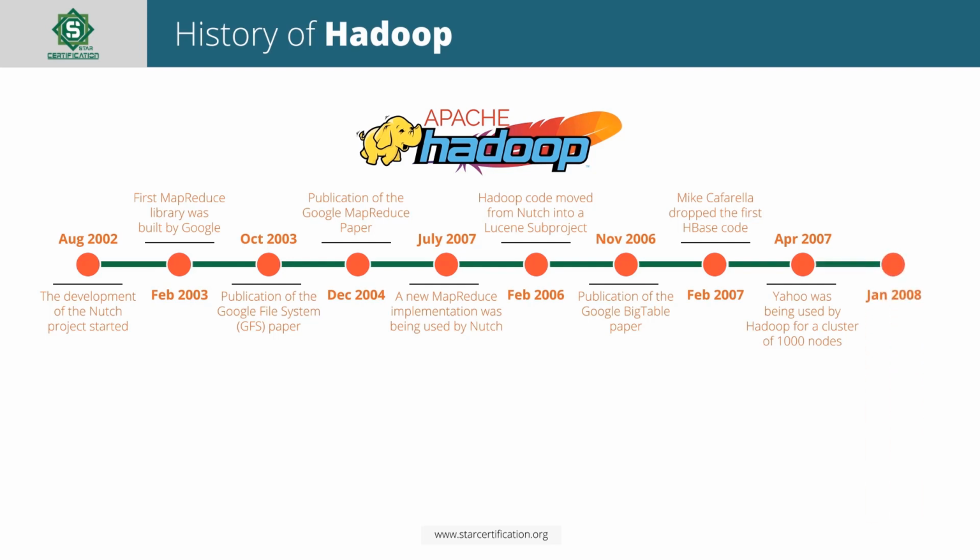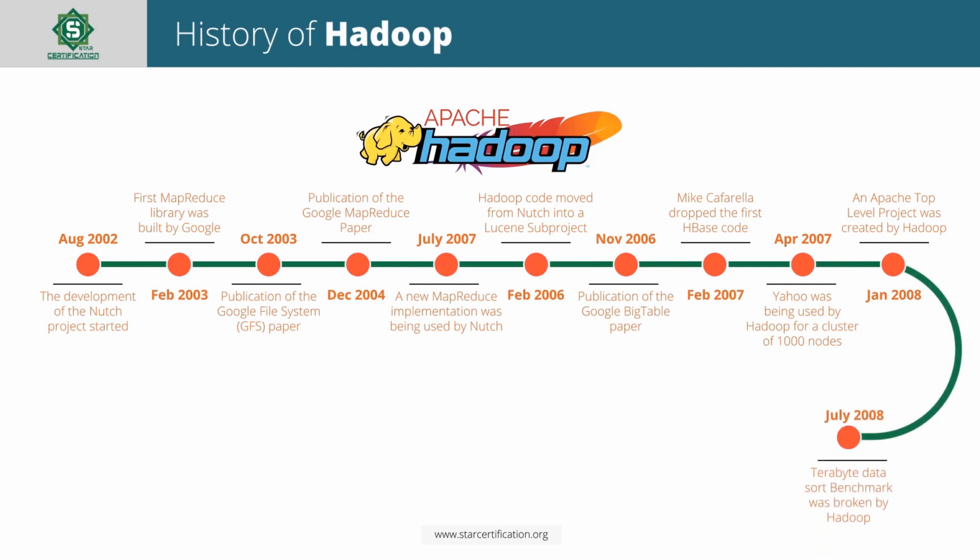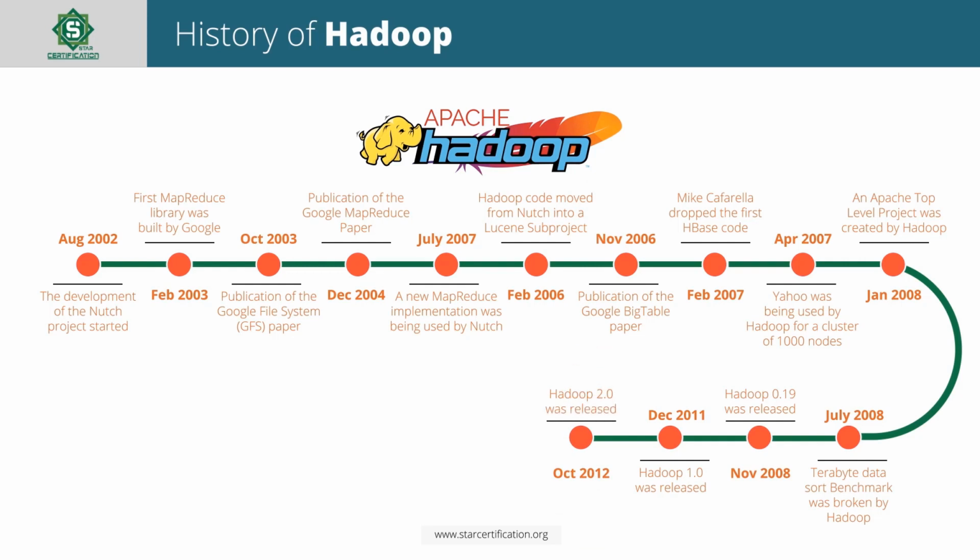January 2008, an Apache top-level project was created by Hadoop. July 2008, the terabyte data sort benchmark was broken by Hadoop. November 2008, Hadoop 0.19 was released. December 2011, Hadoop 1.0 was released. October 2012, Hadoop 2.0 was released.